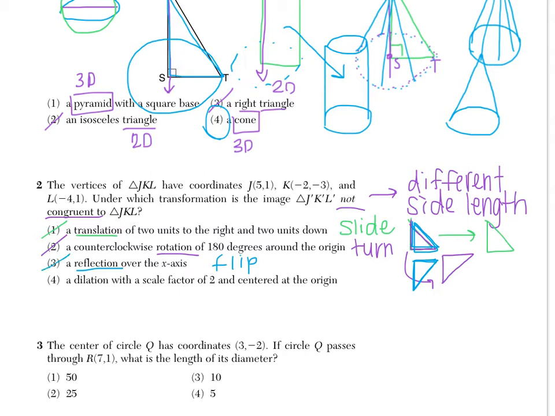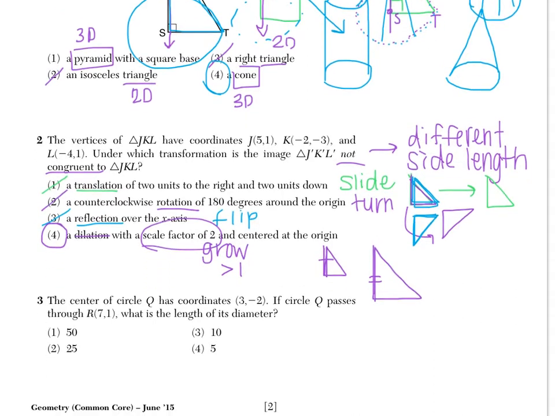The next one says a dilation. A dilation is a grow or a shrink, and in this case it's going to be a grow because the scale factor is greater than 1. If I start with my original triangle and I dilate by a scale factor of 2, it grows, and so now the triangles are different sizes. This one side length is not congruent to the corresponding side length. So choice 4 is our answer.